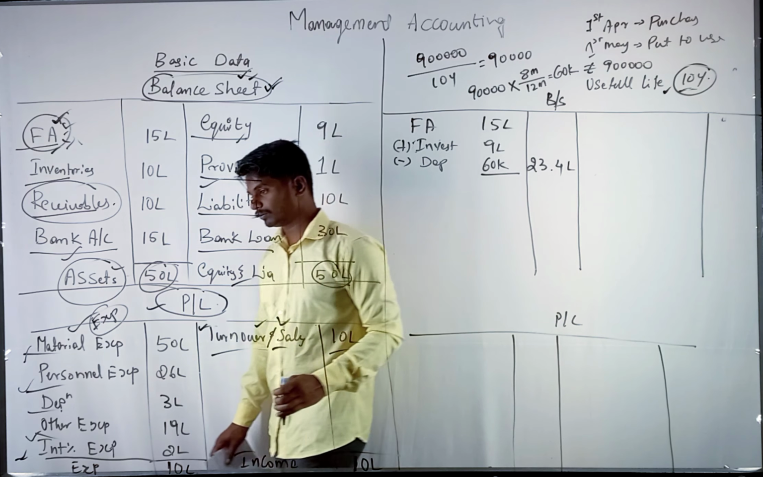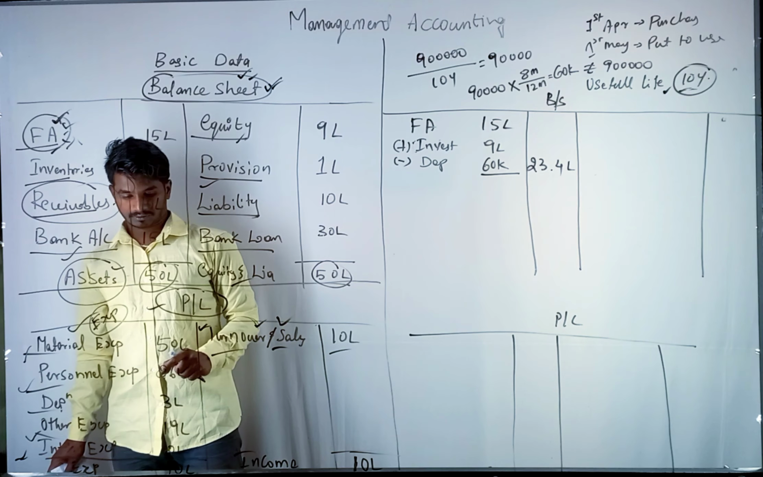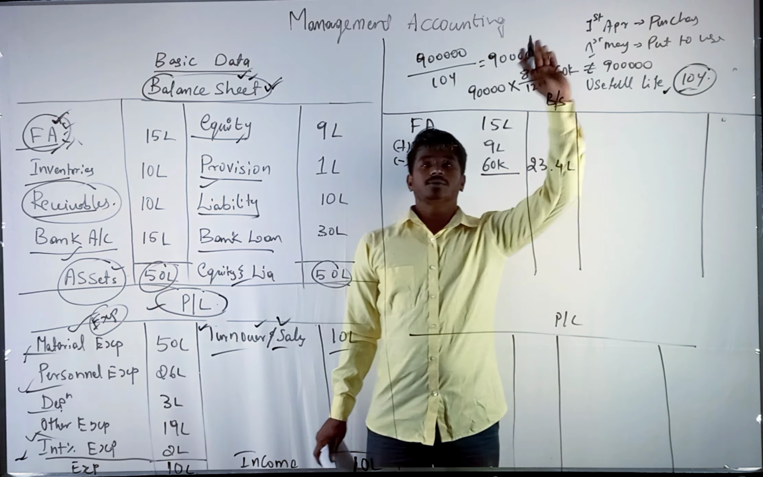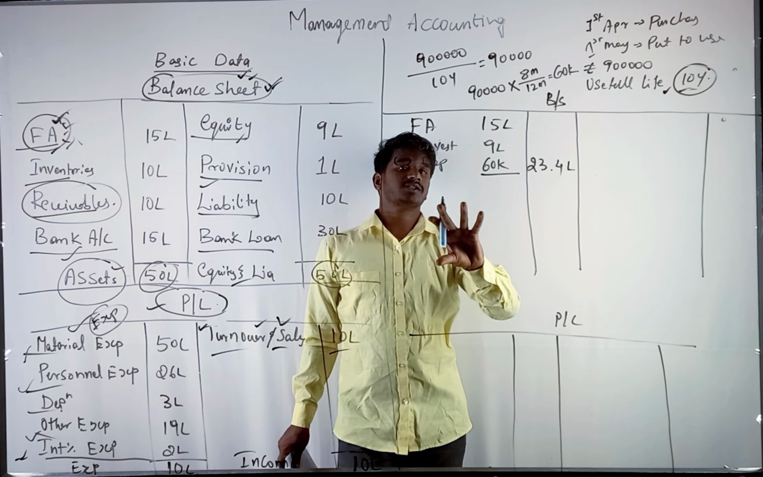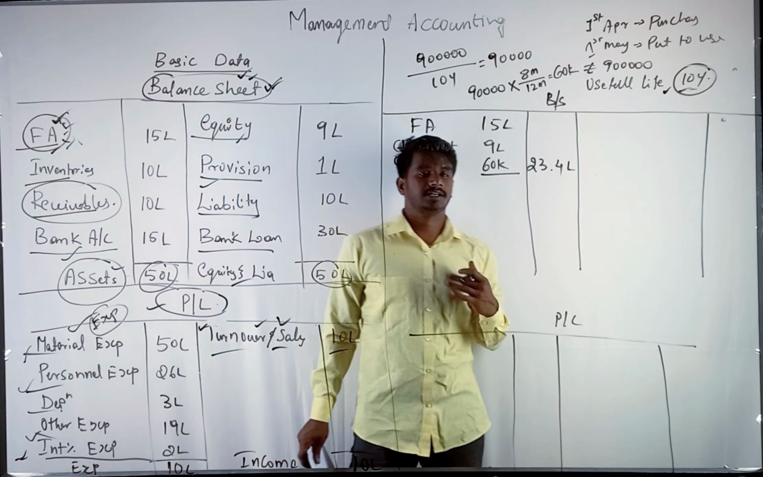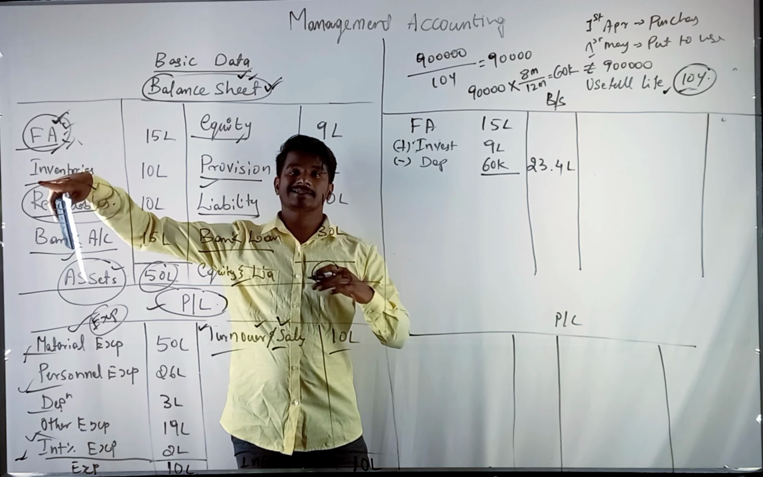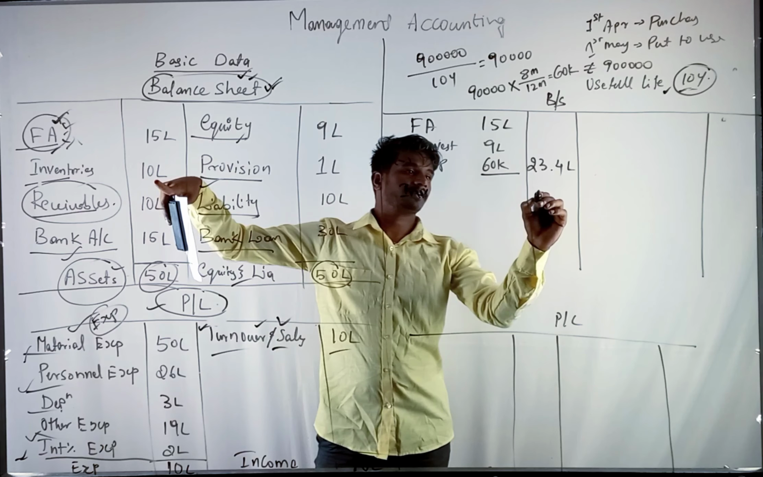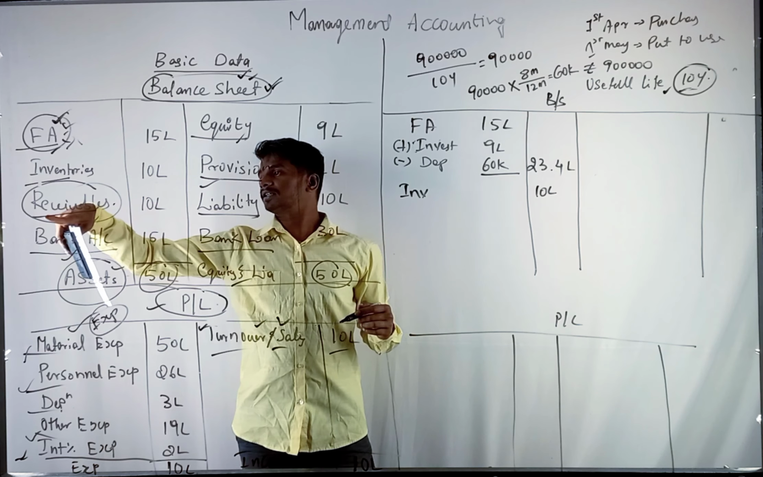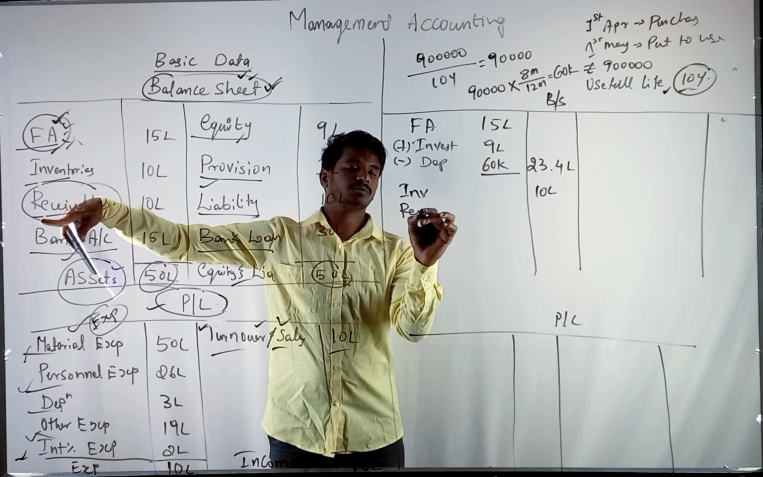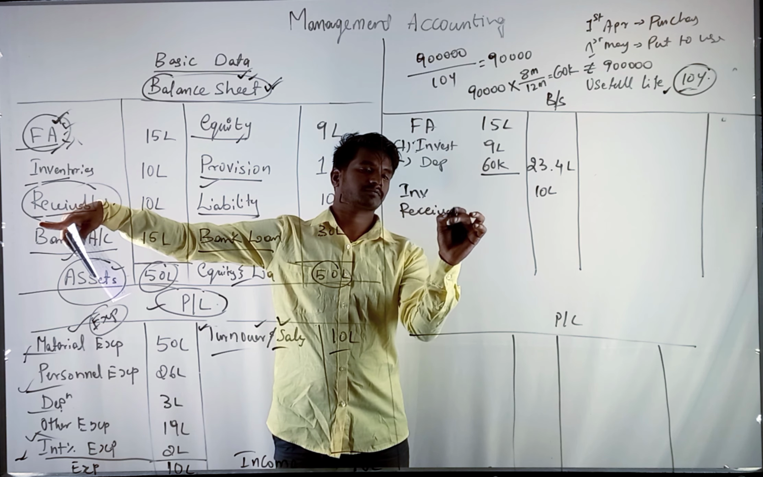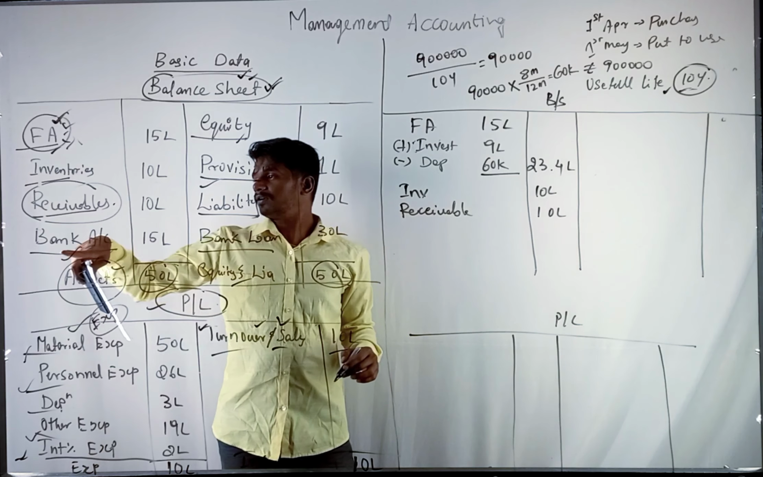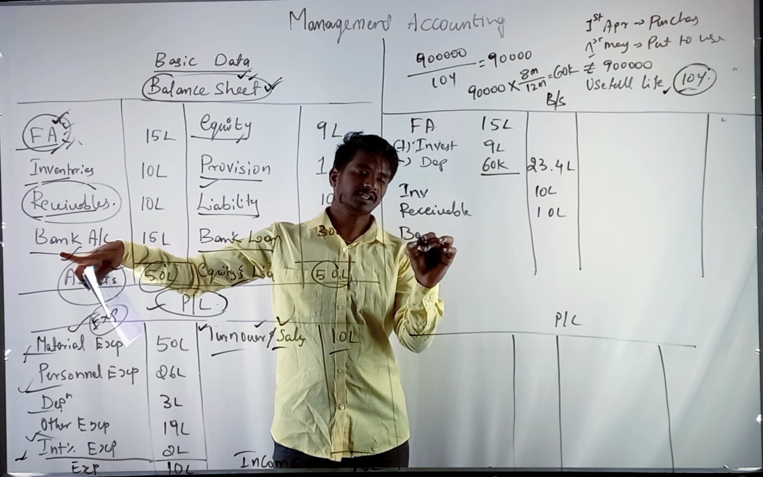Or else shall I use this profit and loss? Fine. Now fixed asset is over. Next. Whatever inventories, is there any change? No way. Inventory will be same, 10 lakh. Next, receivables, is there any change? No. How much is it? 10 lakh again. And bank account, is there any change?